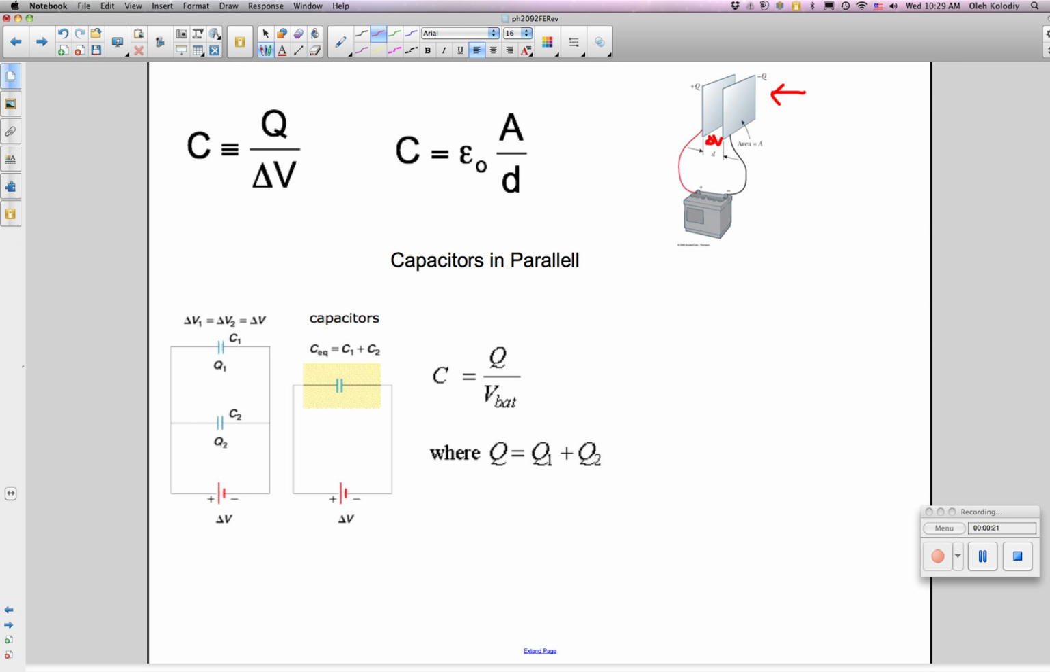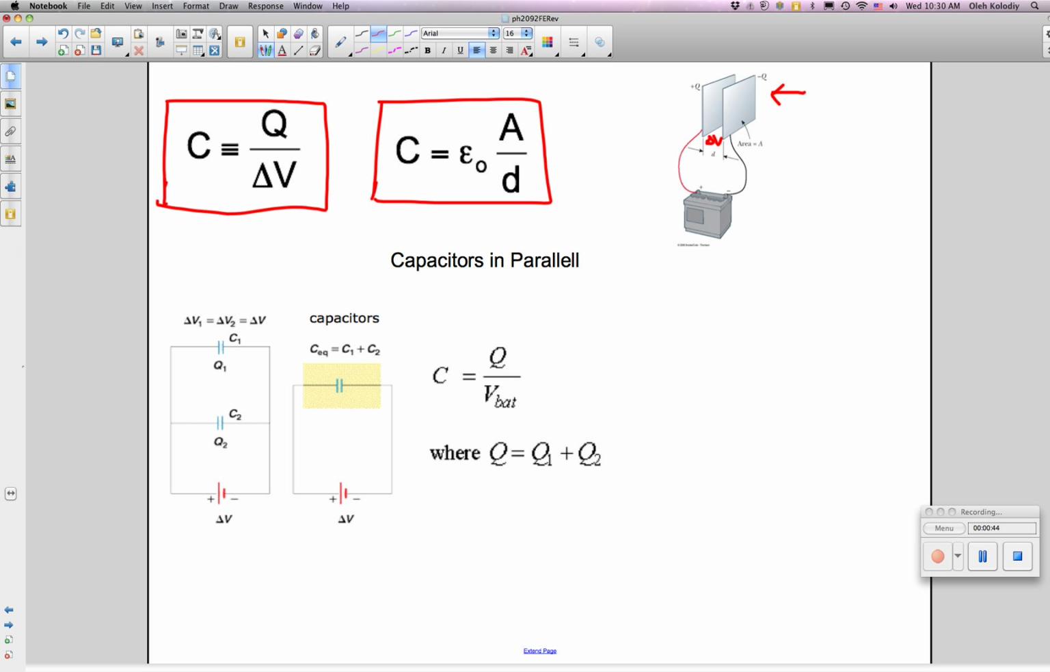Capacitance is how many coulombs per volt. How much charge do we need to put on each plate to get 1 volt of potential difference across the plates? The answer depends on the geometry of the capacitor. How much charge we get depends on the area. In other words, if we have more area, we can get more charge per volt, or also the separation of the plates.